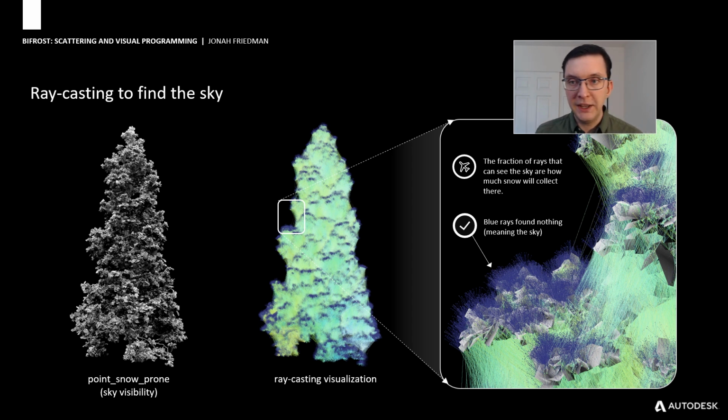it uses a feature called ray casting, which is one of Bifrost's geometry queries. What I'm doing here is very similar to ambient occlusion, where we spray a bunch of rays upward from each vertex, and if the ray hits nothing, that means it found the sky, and the fraction of rays that can see the sky is how snow-prone a part of the tree is. In this visualization, the colorful rays are the ones that found other geometry, while the blue ones found the sky.